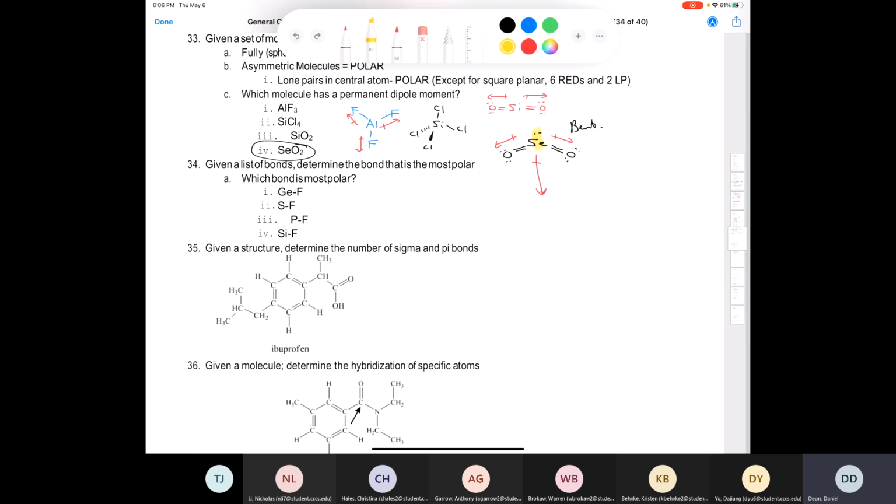So if you look at germanium, silicon, phosphorus, and sulfur, which one of these is the least electronegative? Well, electronegativity decreases when we go from right to left and go down. So the one that's closest to the bottom left-hand side, I guess, if you will, is germanium. And so the most polar bond is going to be the one between germanium and fluorine. Number 35, given a structure, tally up the number of sigma bonds and the number of pi bonds.